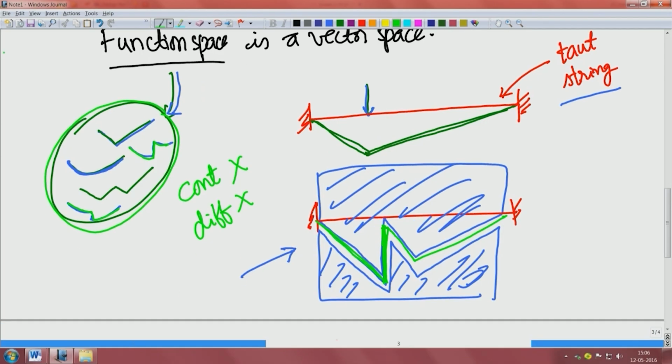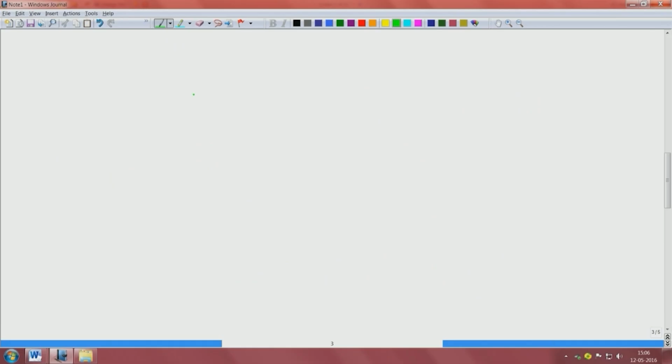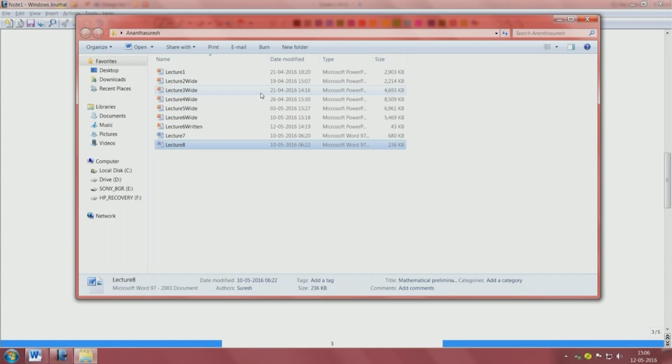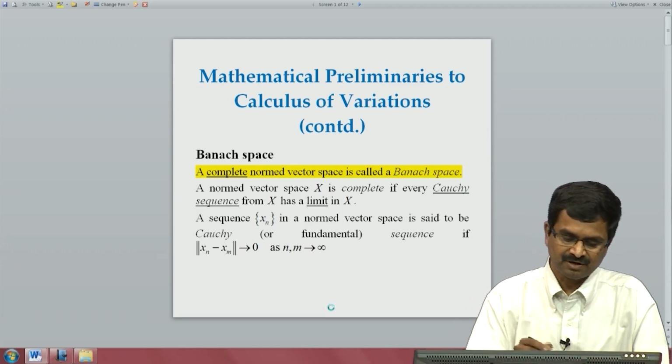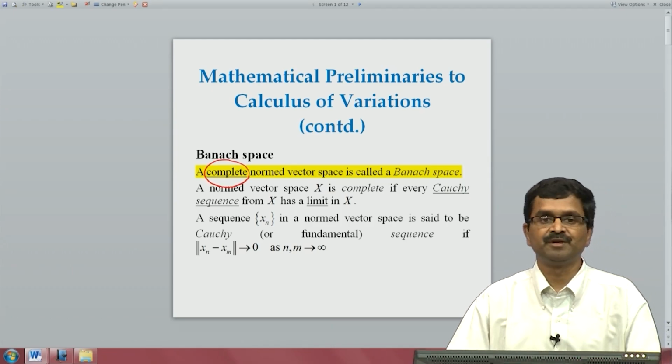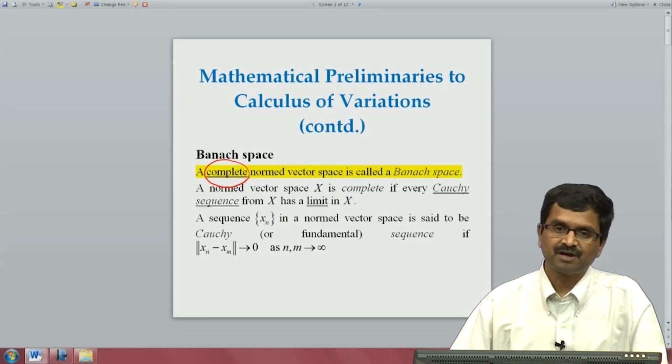So, for that we want to define what is called this Banach space. So, what is the significance of it? This has a lot of significance in calculus of variations. Okay. Let us see the definition first and then come back. This Banach space, as you see the definition here, is a complete normed vector space. Okay. So, complete I have underlined. So, we have to understand what we mean by complete. It is a complete normed vector space, that is called a Banach space, right.